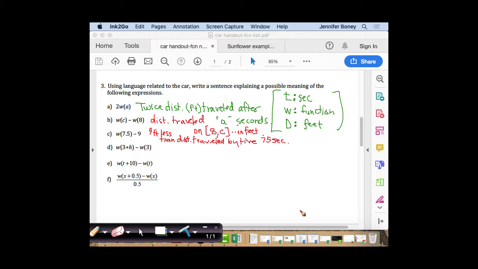So D and E are kind of the same as B, with just more general input values, independent variable values. Points in time are a little bit more general. So let's just talk about the intervals. We could describe both of these as how far the car traveled during certain intervals. What interval of time would this be? Starting at 3 and going through 3 plus h.